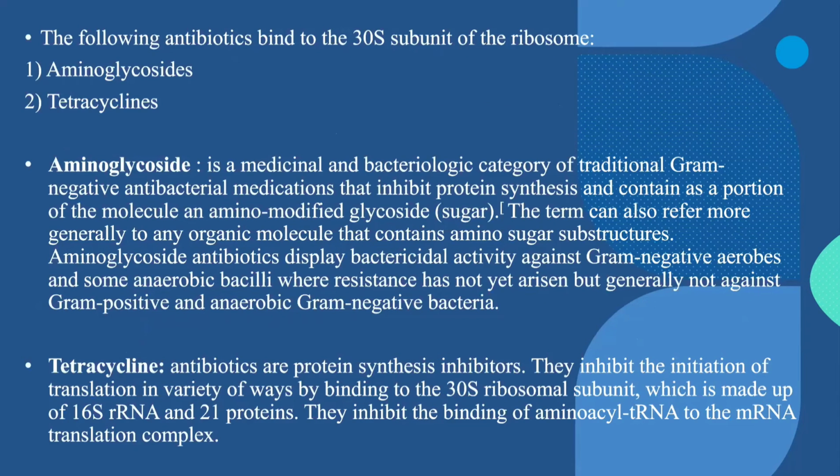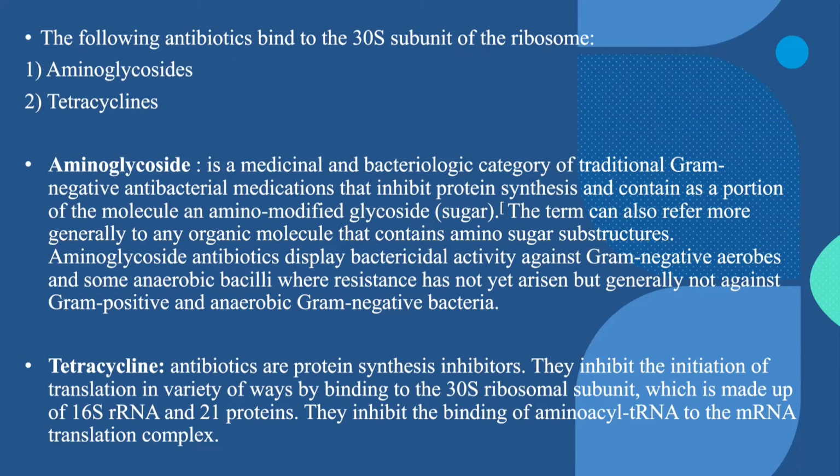The examples of antibiotics which bind to the 30S subunit are aminoglycosides and tetracycline. Aminoglycosides are usually used as an antibiotic, an amino modified glycoside, which affects the normal translation process. Tetracyclines are also commonly used antibiotics, which act as inhibitors of protein synthesis by binding to the 30S subunit.